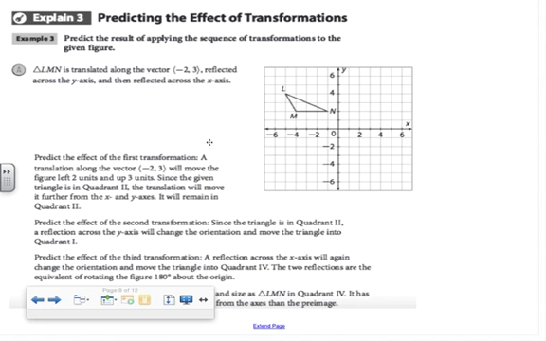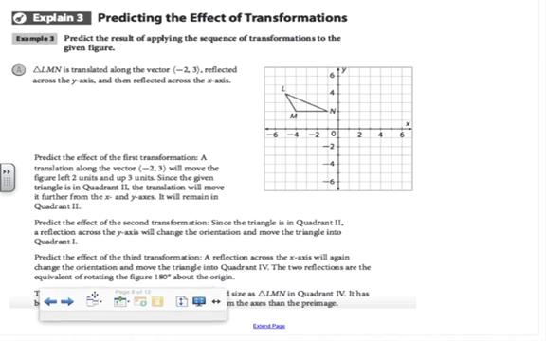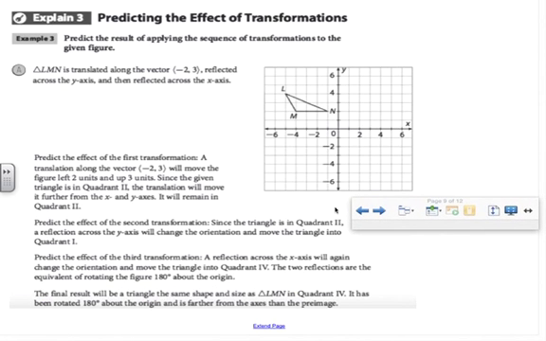The last kind of examples that you're looking at, you're just predicting what's going to happen. So it's saying if triangle LMN is translated along the vector negative 2 comma 3 and then reflected across the y-axis and then reflected across the x-axis, what would happen to it? Okay, so since this example isn't really doing the transformations, it's just predicting it, you might want to pause and just read their predictions before I go over example 3 part B for you.